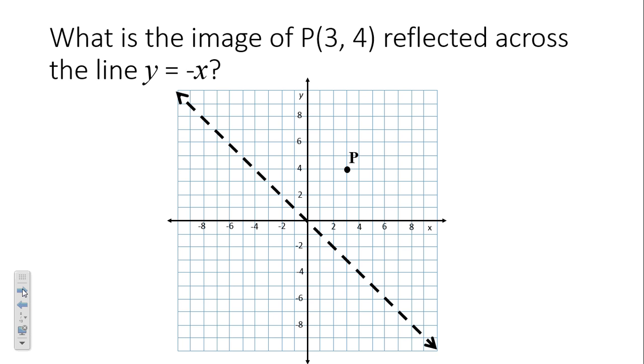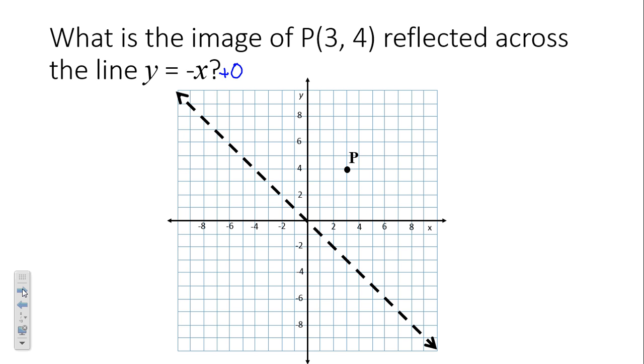So what is the image of P, which is 3, 4, reflected across the line y equals negative x? Maybe negative 3, negative 4. Okay, we'll check. Good suggestion. So y equals negative x. First of all, this is y equals negative x plus 0. Our slope is negative 1. It crosses through the origin. Down 1 over 1, down 1 over 1, down 1 over 1. So that's how we graph that line of reflection.